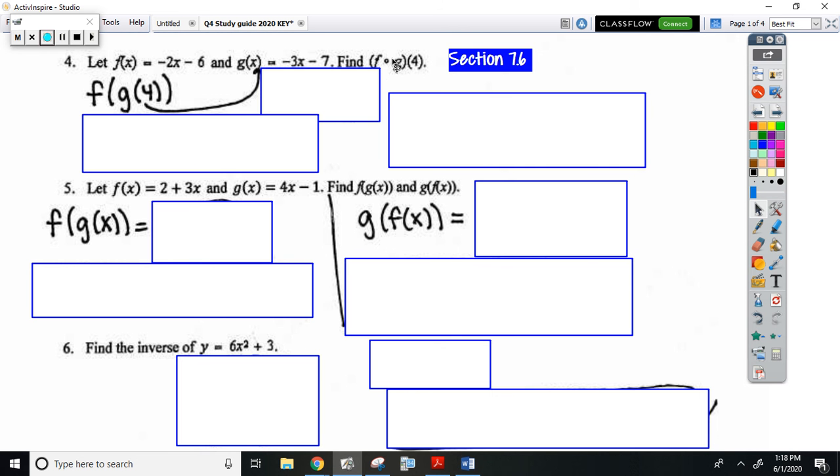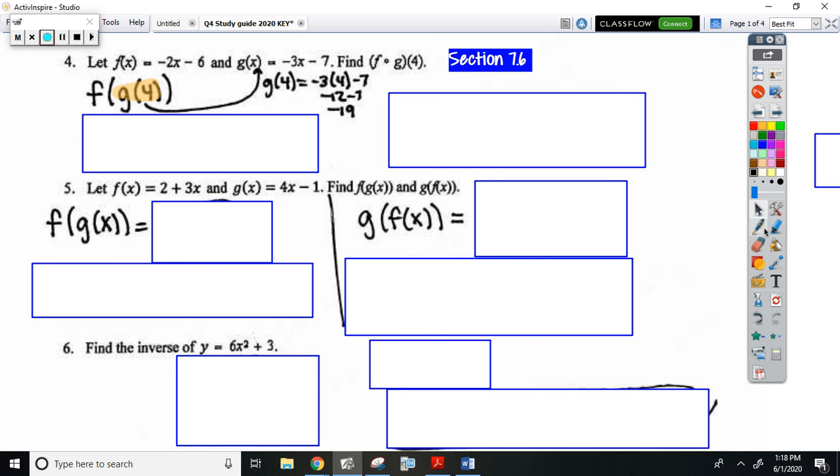So they used the open circle. I just rewrote it with the parentheses, f of g of 4. So remember, for these problems, you'll work from the inside out. So you're actually going to find what g of 4 is first. So the very first thing we want to do is plug 4 in for g of x, which will get me negative 3 times 4 minus 7, which is negative 12 minus 7, which is then negative 19.